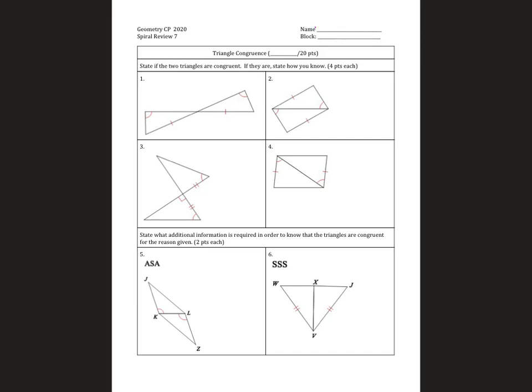Alrighty, my friends, we're going to make a key for this spiral review number 7. State if the two triangles are congruent. If they are, state how you know. So my choices are these ones: side, side, side; side, angle, side; and angle, angle, side. Do not write side, side, angle. Do not write angle, angle. Those are not possible choices. Let's see what we got.